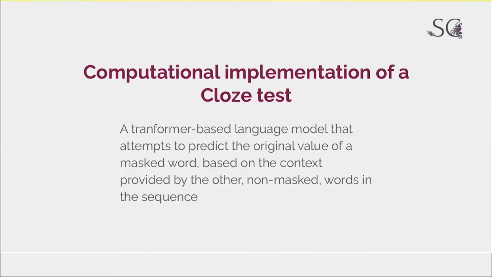So the question is, how can we implement this closed test computationally? The way of implementing this is by using a transformer-based language model, like BERT, that attempts to predict the original value of a masked word based on the context provided by the other non-masked words in the sequence. This is a typical task of transformer models: one way of evaluating a language model is to mask words, and the language model predicts the masked word. If the predictions are validated by humans, that means the language model is fit.